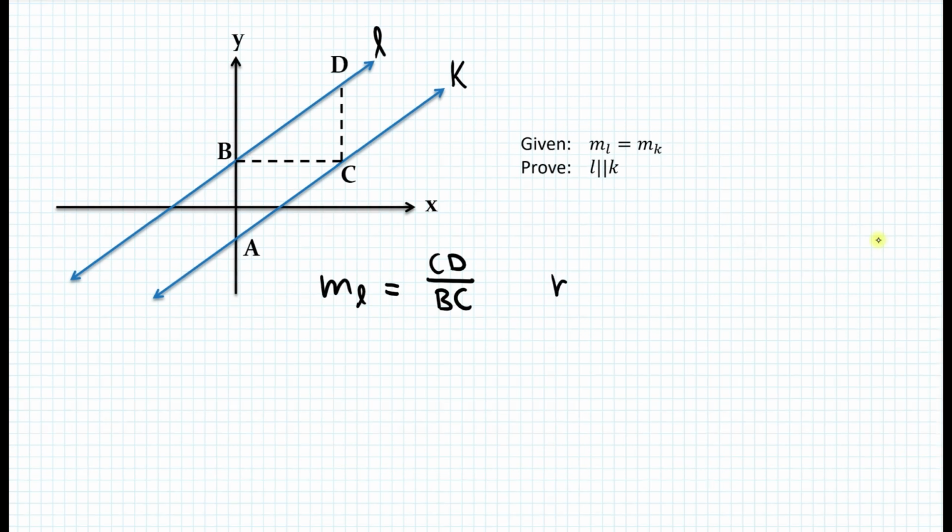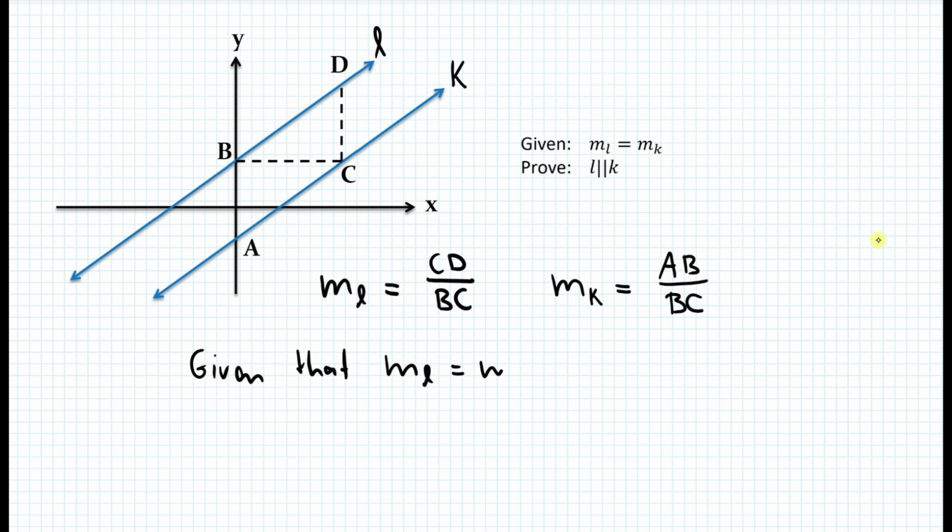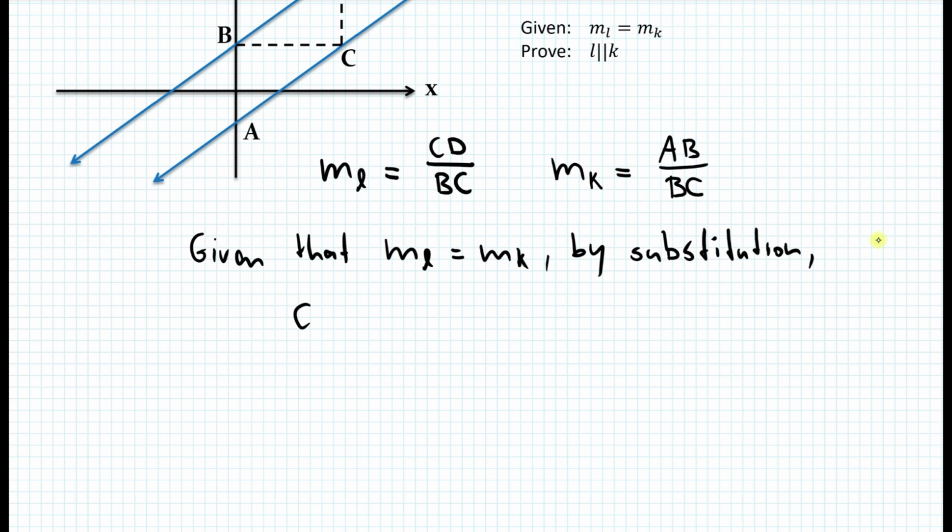In a similar manner, we can define the slope of line K, which is equal to the rise over run. In this case, the rise is AB, and the run is also BC. So what can we do now? Well, we know from the given that the slope of line L is equal to the slope of line K, so by substitution, the ratio of CD over BC is equal to the ratio of AB over BC. Because they both have the same denominator of BC, we can conclude that CD has to be equal to AB.